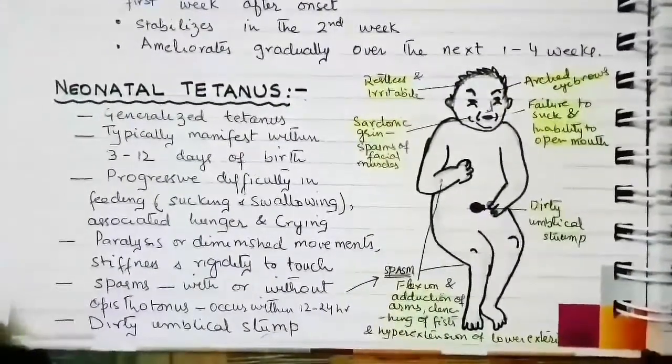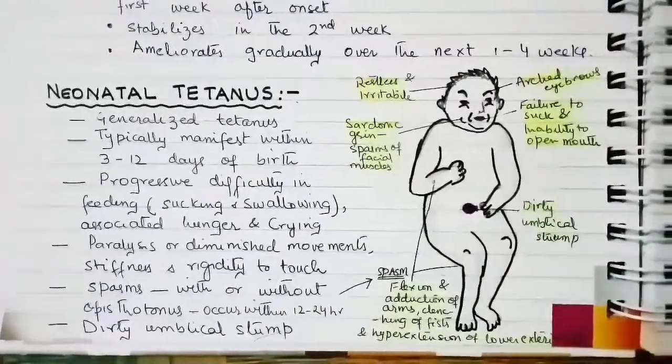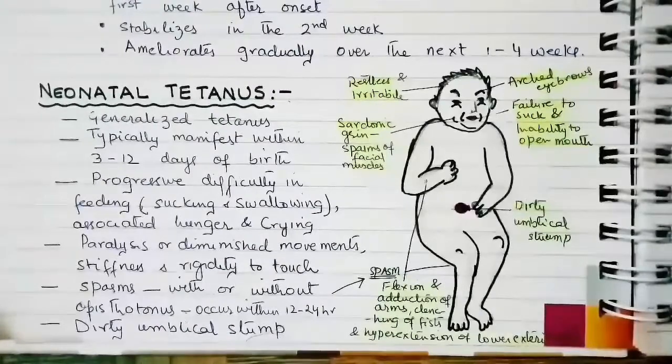Now friends, I will discuss neonatal tetanus, which is also known as tetanus neonatorum. It is a generalized tetanus, and typically manifests within 3 to 12 days of life. Early symptoms include feeding difficulties, inability to suck and swallow. This is associated with hunger and crying. There is spastic paralysis, or diminished movements, stiffness, and rigidity to touch.